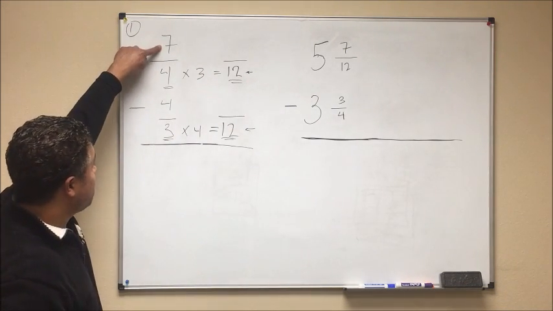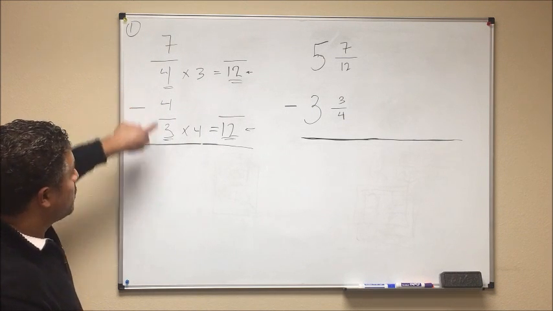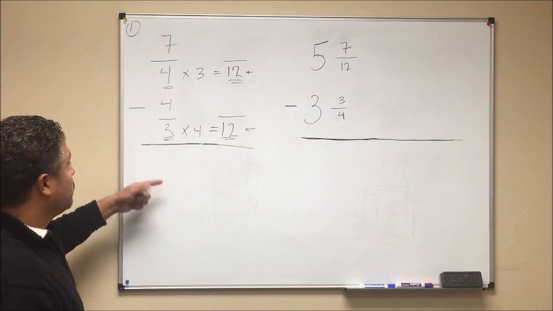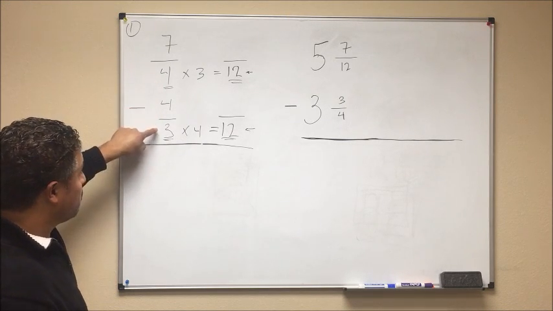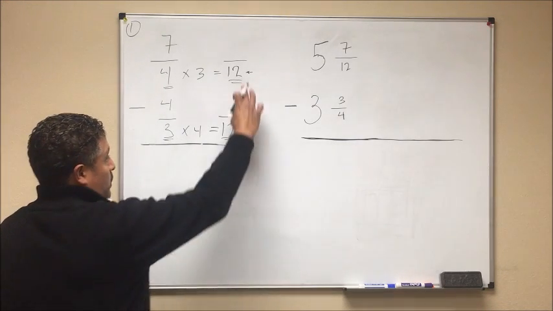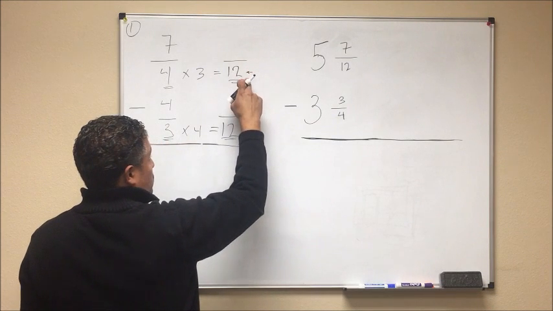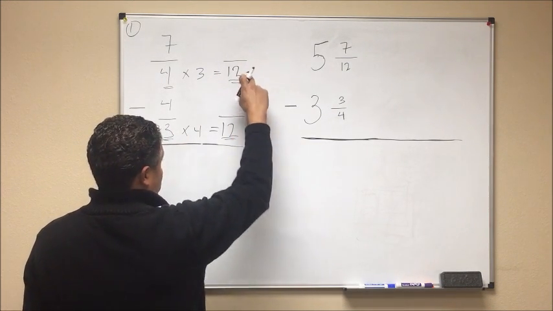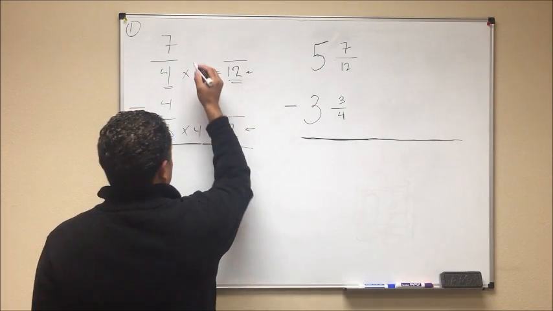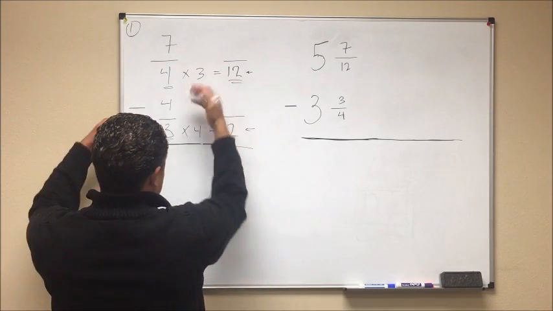You cannot say 7 minus 4 equals 3 what? Because then the denominator doesn't match. Right here, we made a match. Now the denominator is 12 on both numbers, so now we can go ahead and continue.